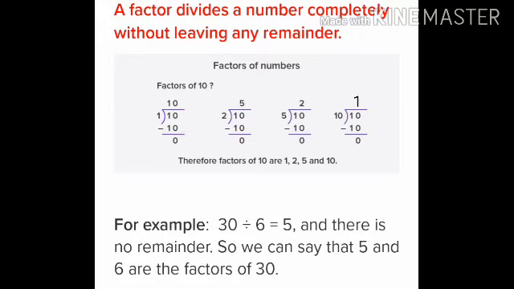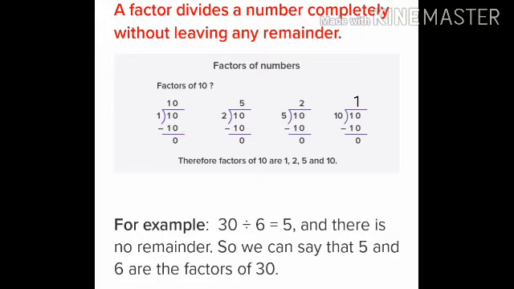Factors of a number. Factors of 10. Here 10 is divisible by 1, we get remainder 0. And 10 is divisible by 2, we get remainder 0. One more, 10 is divisible by 5, we get remainder 0. 10 is divisible by 10, we get remainder 0. Therefore, factors of 10 are 1, 2, 5 and 10. Because according to the definition of factor, 10 is completely divisible by its factors.